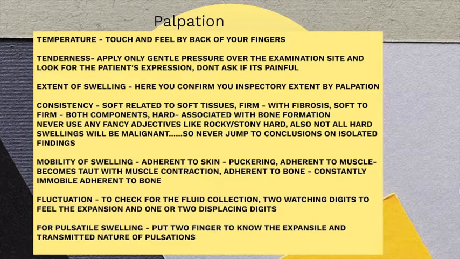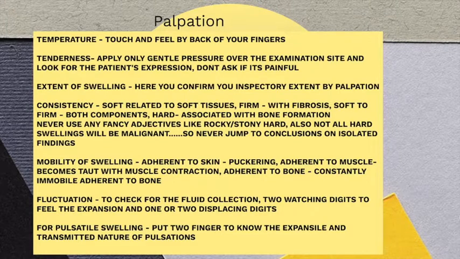Then we have to palpate for the consistency of the swelling, whether it is soft, firm, or hard. When it is a soft swelling, it contains tissues like muscle, tendon, fat, etc. If it is firm, then it means some fibrosis is ongoing. And if it is soft to firm, then both soft tissues as well as fibrous tissue are there. If it is hard, then it is most likely containing the bone.